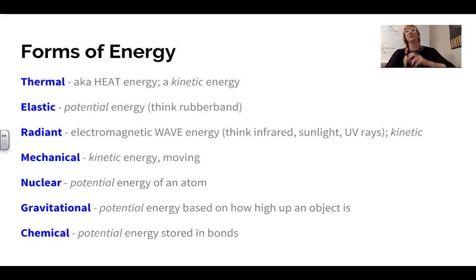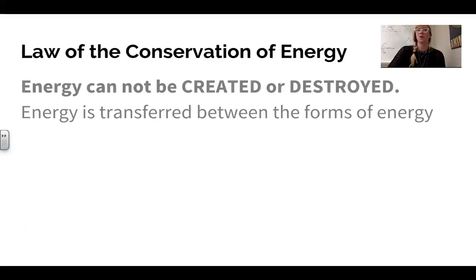Thermal can become elastic, which can become mechanical, which can become nuclear, which can become gravitational, right? Energy is constantly switching in between all of these forms, but it's not being created or destroyed, right? This is a law. That means we have proven this in science. You cannot argue with this. You can try to come up with as many reasons or ways that you think this is not happening. I guarantee I will be able to tell you how energy has been transferred in that situation.